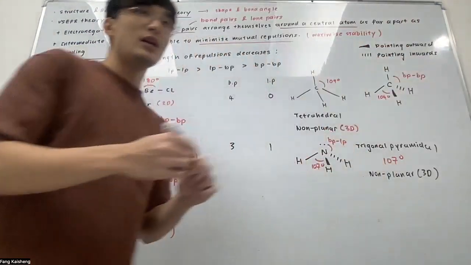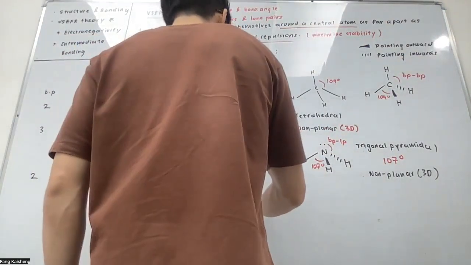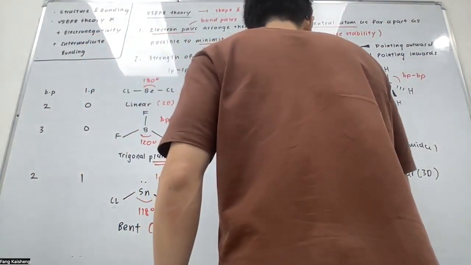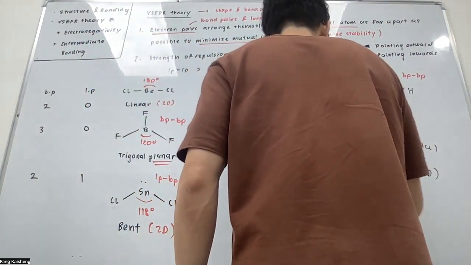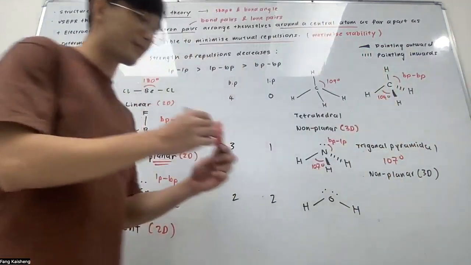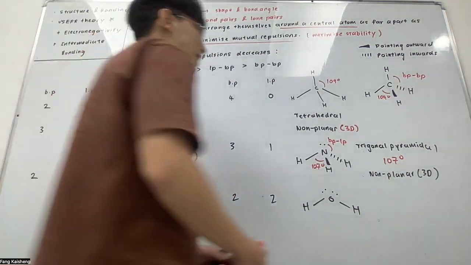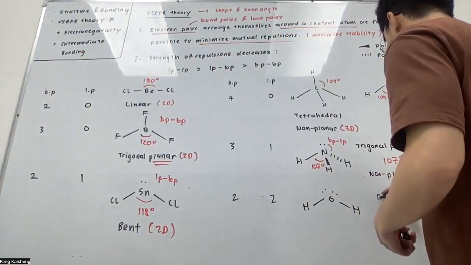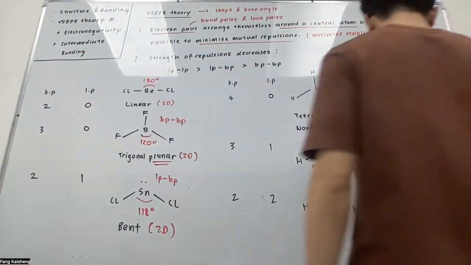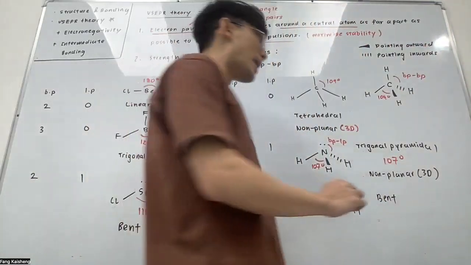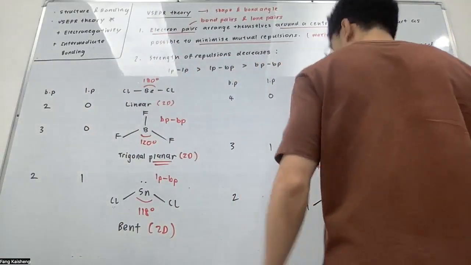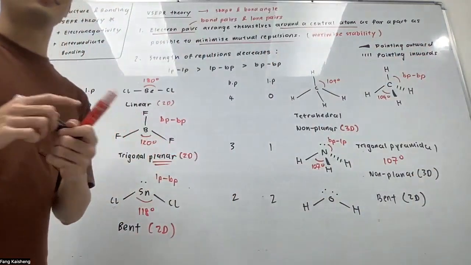All good. Finally, let's move down to 2, 2. 2, 2 is actually your water molecule. And guys, have you seen this shape? What's this shape called? It is the same as just now. It's actually your bent shape. And is it bent 2D or 3D? Bent is actually a 2D shape, just like what I've explained earlier on.